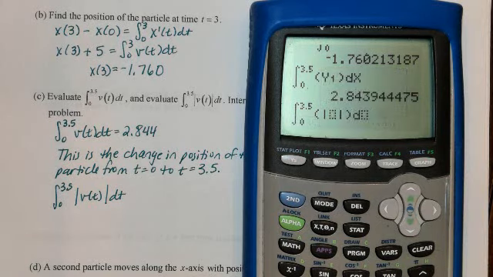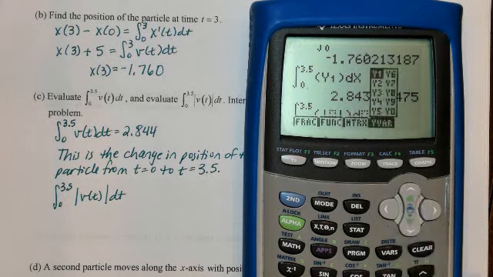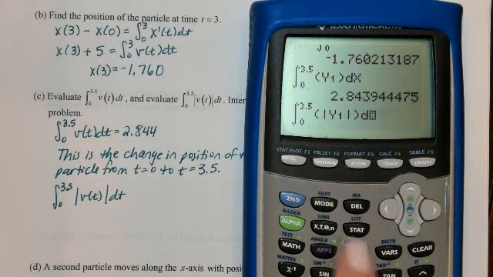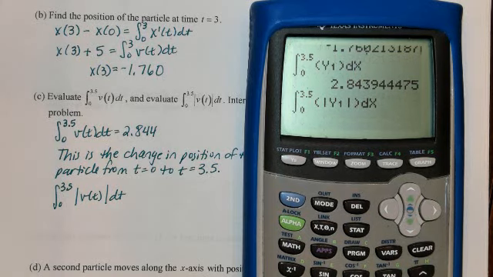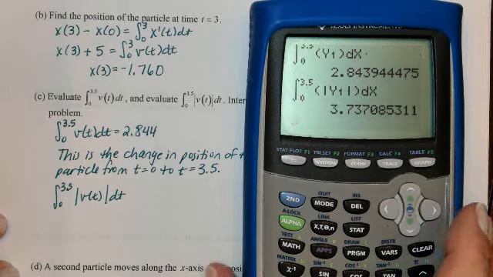But there's absolute value, and then I need my y1. I'm going to take a second longer here to get this value with that absolute value. 3.737.